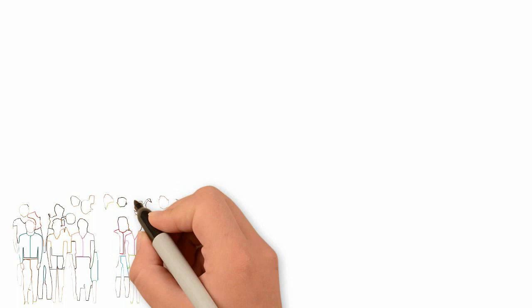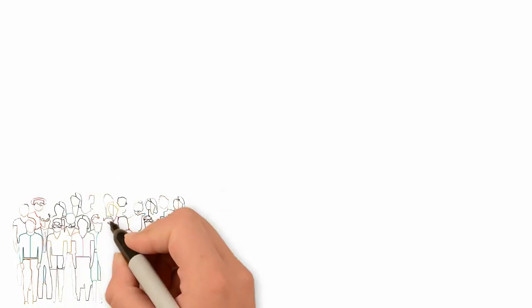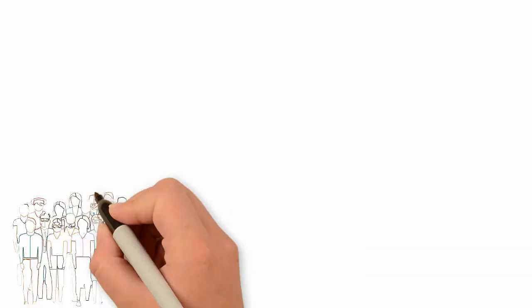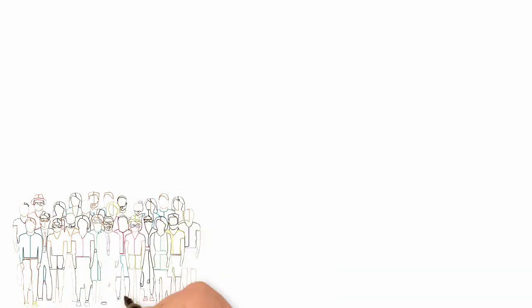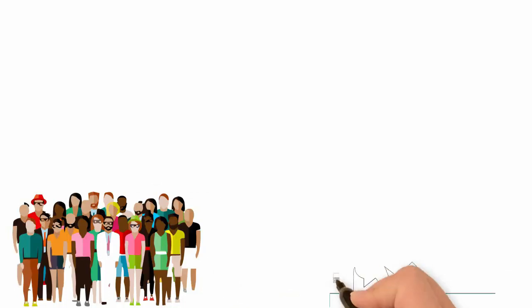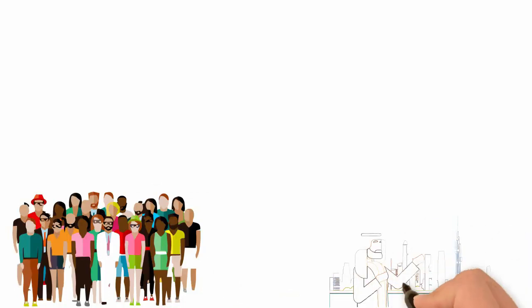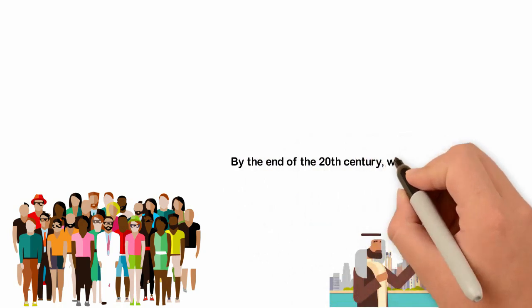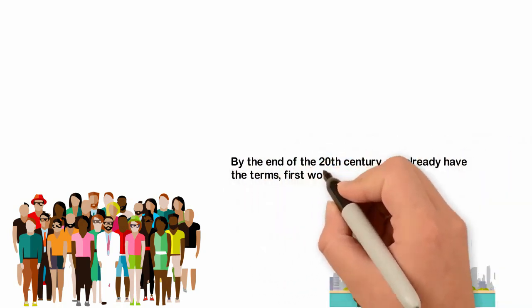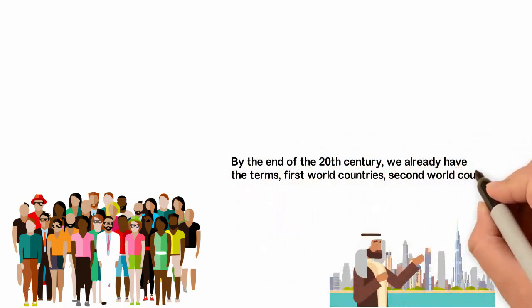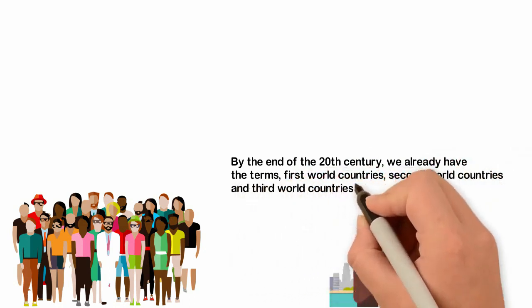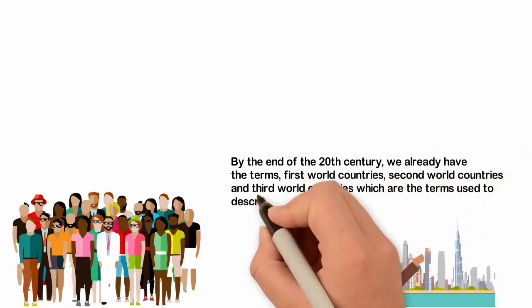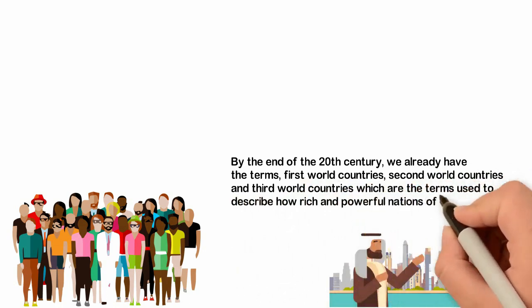At the beginning of the 18th century, most of the countries of the world were similar in their economic prosperity. At least, the difference between America and India wasn't as obvious as we know it today. However, by the end of the 19th century, the nations of the world had become so different from one another, and by the end of the 20th century, we already had the terms First World Countries, Second World Countries, and Third World Countries, which are the terms used to describe how rich and powerful nations of the world are.